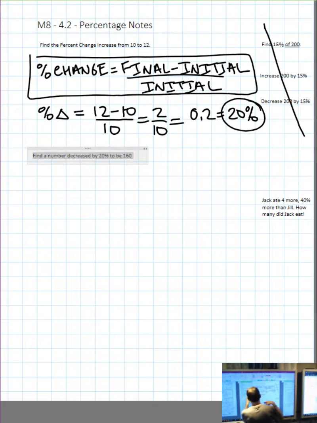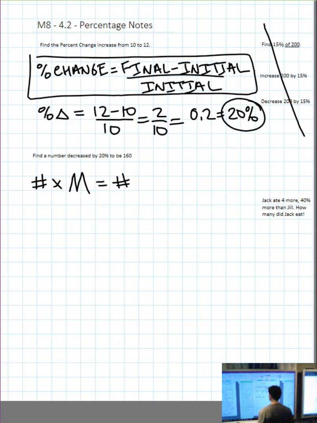We kind of did a little bit of a segue. I kind of introduced something else. We're going to go back to a similar property that we learned before. Find a number decreased by 20% to be 160. I should have done this question first, before percent change, whichever. Find the number decreased by 20% to be 160. So what we learned on the last page is take the number and multiply it by the multiplier and give you some other number that you want.